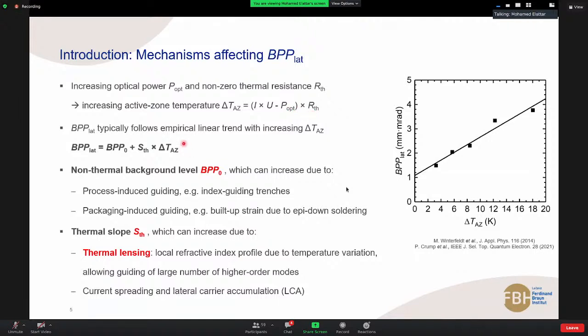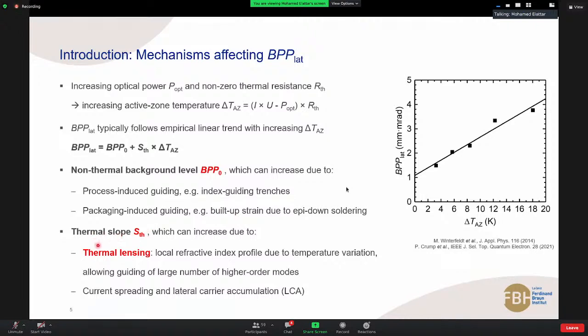And we know from experiment that typically the beam parameter product follows a linear trend with increasing active zone temperature, as you see here. Where there is a constant term that we call BPP0 and a slope term, which we call S thermal. So first, the non-thermal background level, BPP0, the constant term, is affected, for example, by process-induced guiding, like index guiding trenches, for example, or packaging-induced guiding, like built-up strain due to epi-down soldering.